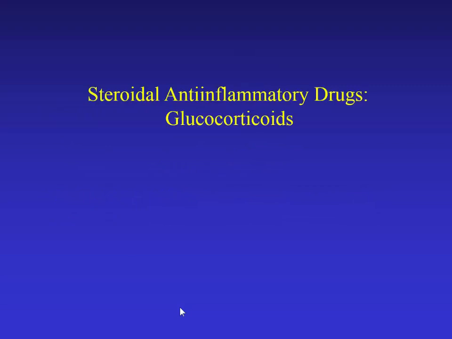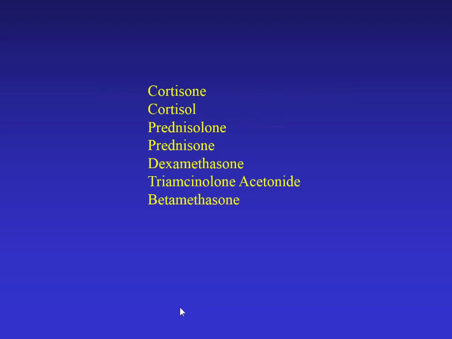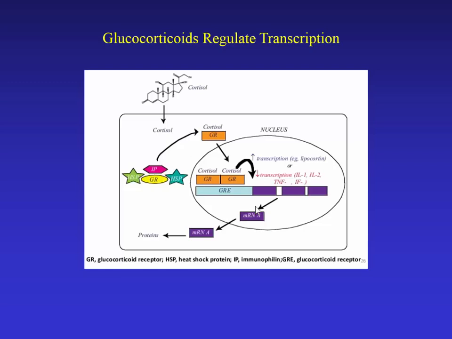Now, the second major class of drugs are the steroidal anti-inflammatory drugs, which are really what we're talking about here, the glucocorticoids. And those include, as prototypes, there are probably 20 glucocorticoids on the market now, but they include cortisone, cortisol, their friends prednisone and prednisolone, dexamethasone, triamcinolone, betamethasone. You've heard briefly about some of these drugs.